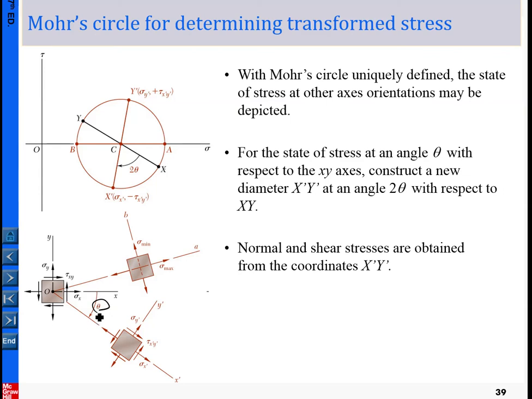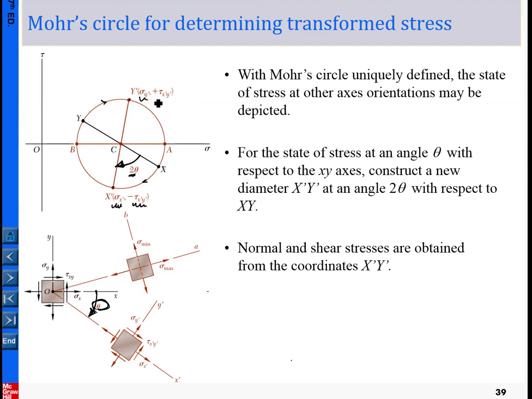Okay, so once we select the orientation to which we want to transform the stress, then on the Mohr circle you simply rotate the given diameter in the same sense. For this case it is the clockwise direction, so x will move to x prime, y will move to y prime in the same sense. And by how much? Here we are given theta, and on the Mohr circle you rotate by 2 theta.